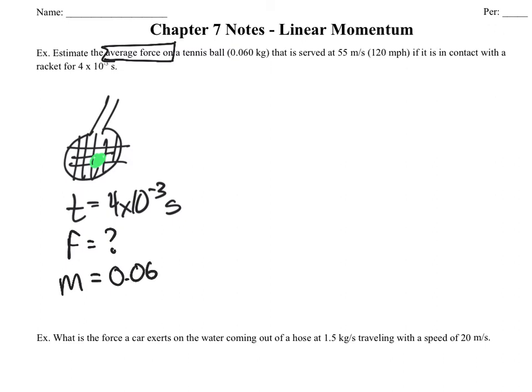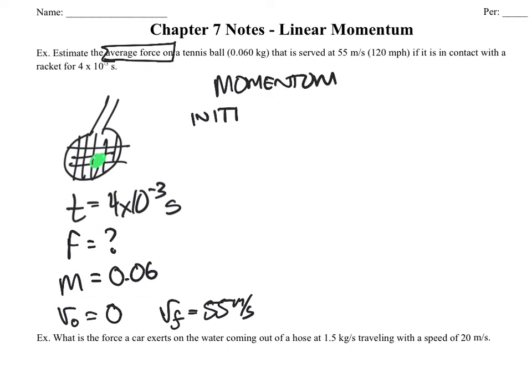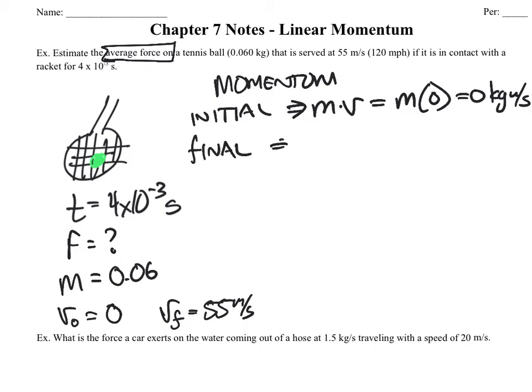0.06 kilograms. And then we need two velocities, my initial velocity and my final velocity. Well, my initial velocity is 0. Before I hit the ball it has a velocity of 0. And after I hit the ball, my velocity final is going to be 55 meters per second. So if we think about the momentum of the ball, the initial is mass times velocity, which is mass times 0, which is 0. So the ball had 0 momentum. Now the final would be after the ball is moving, which would be mass times 55. And that would be my final momentum.